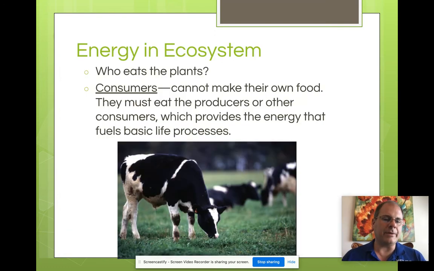So now we talk about eaters. Who is eating things? A consumer is an eater. A consumer cannot make his own food, so a consumer must have a way to get food. Most consumers have a way to move, as in walk or somehow move to the location of their food. Plants can stay in one place and produce food just by the sun. Consumers need to move to eat.